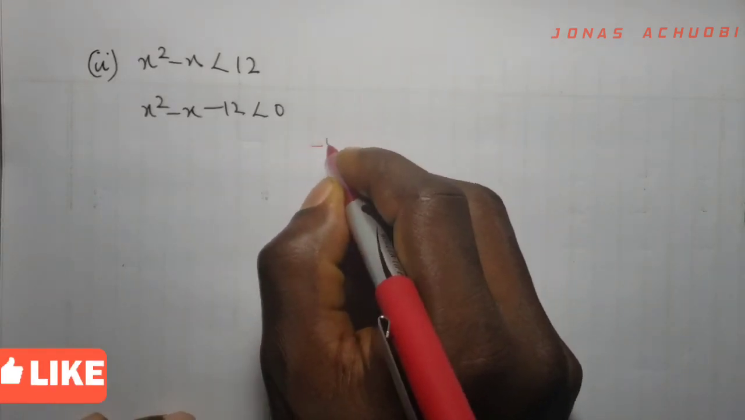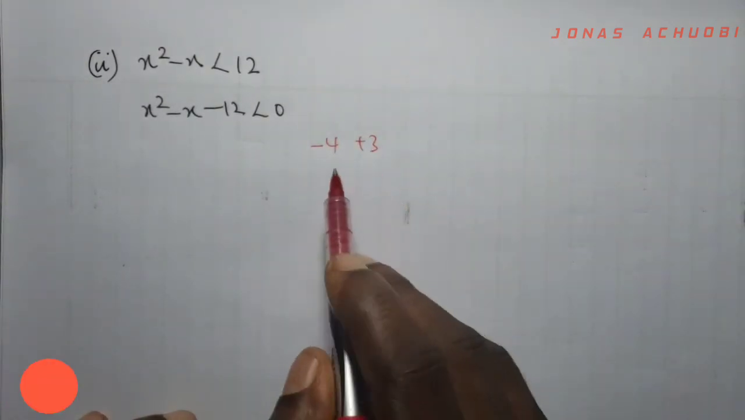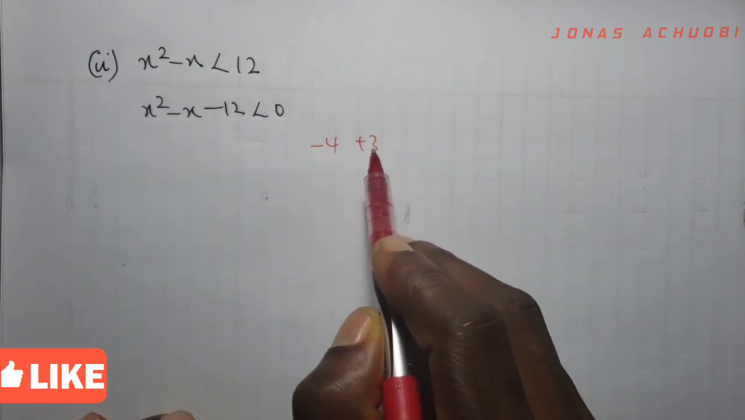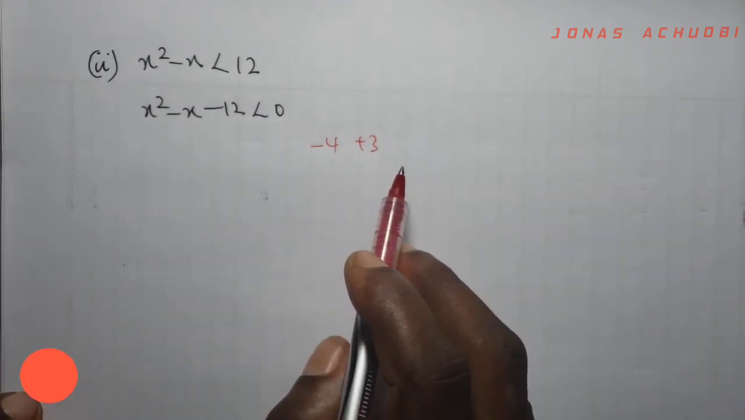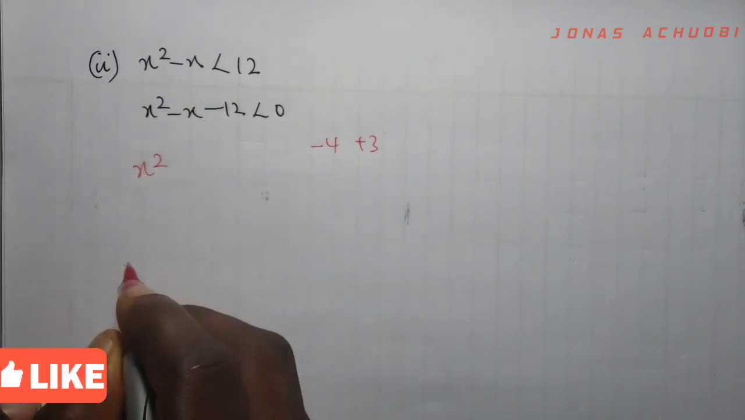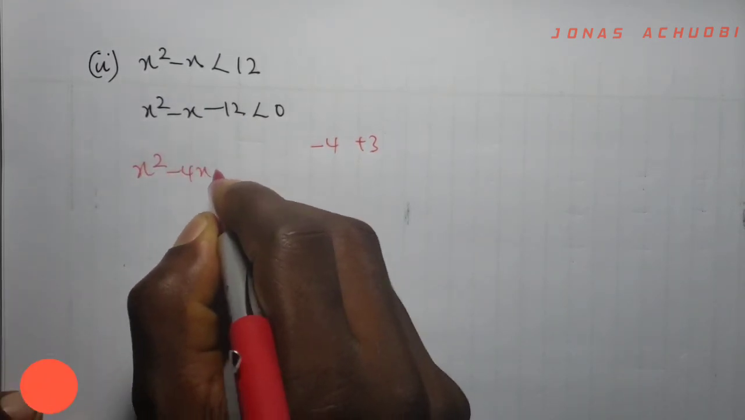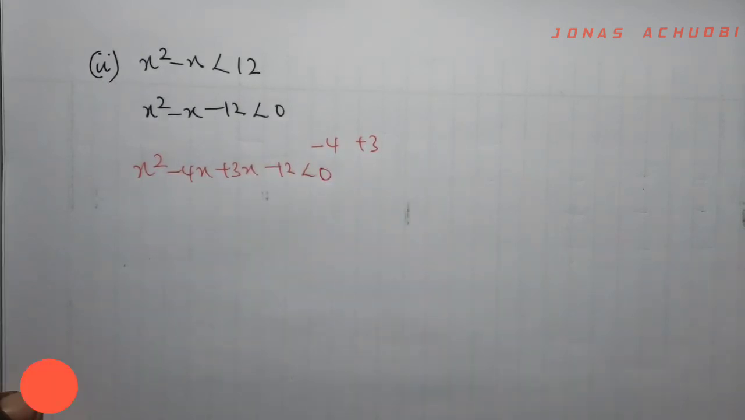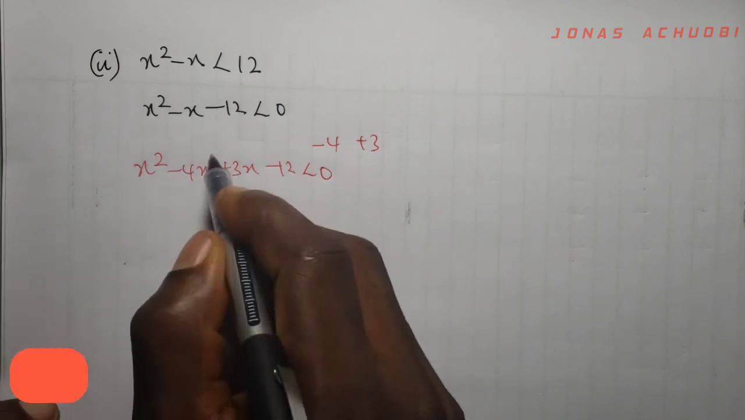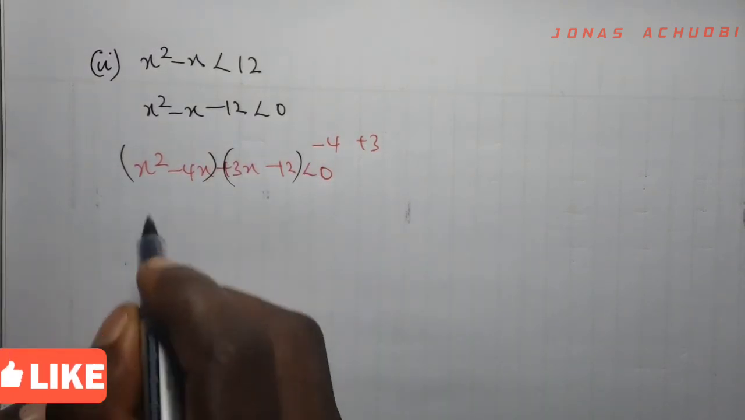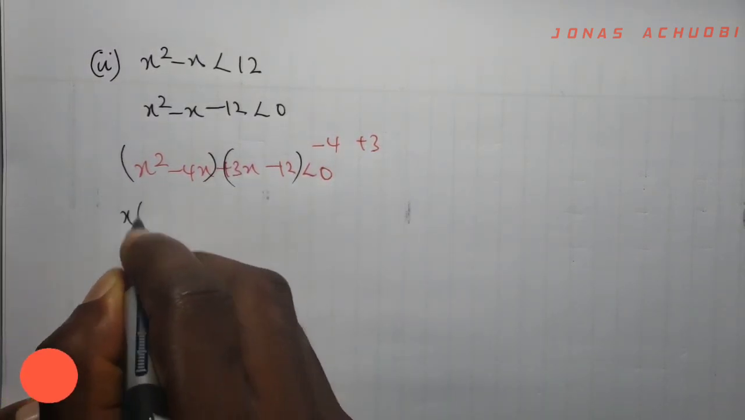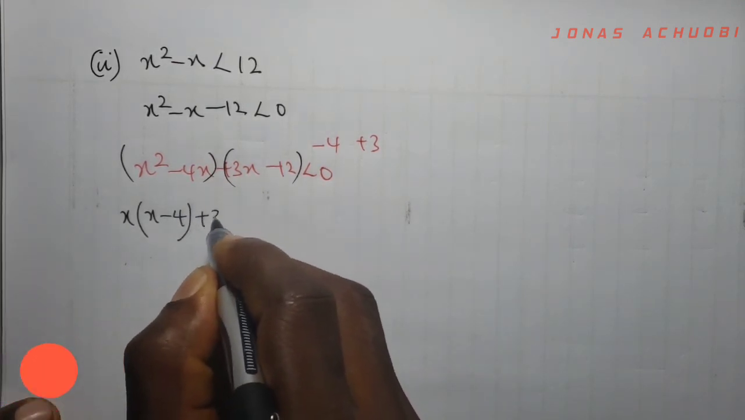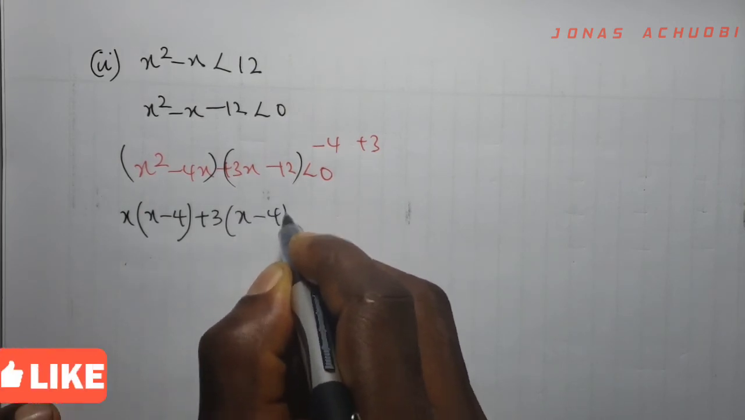I guess they are minus 4 and plus 3, because minus 4 plus 3 is minus 1, and minus 4 times 3 is minus 12. So we can factorize. We now write x squared minus 4x plus 3x minus 12 is less than 0. We now factorize. So we put them in brackets. In the first bracket, I can factorize x, and I have x minus 4. The second bracket, I can factorize plus 3, and I have x minus 4.